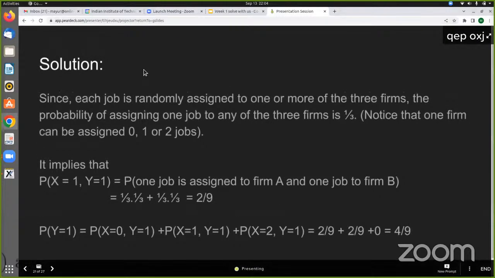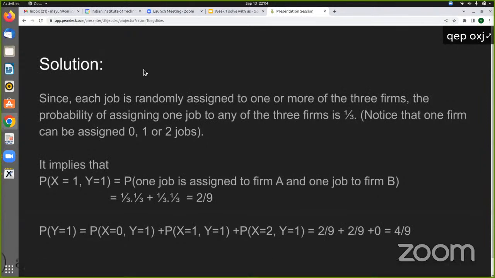Maybe 1 by 3, sir. Is it not 1 by 3 into 1 by 3? If x equals 1 and y equals 1, then how many jobs are there in total? 2 jobs, right?